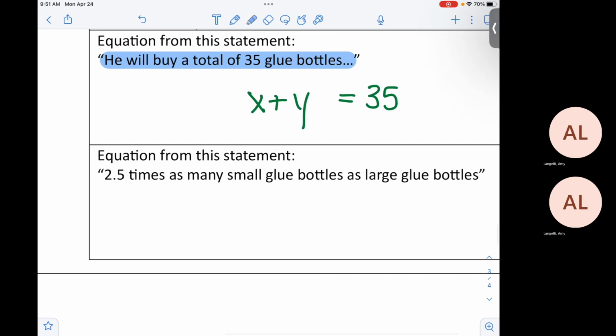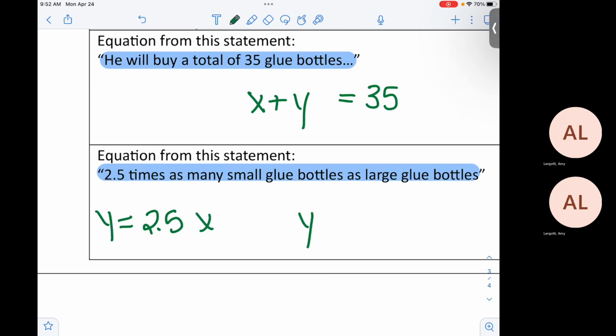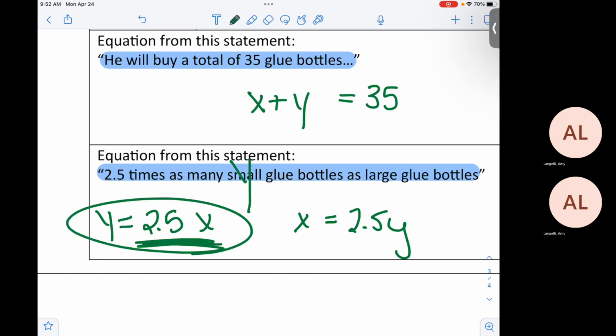What about this statement? This is the hardest statement, I think, of the entire day. It's 2.5 times something. It's one of these. Wait, hold on. I want to do it right. Okay, be careful. It's one of those. What was small? Small was Y. It's saying, which one do you have more of? Which one do you have more of? You have more Y's? That's right. That's because you have to multiply your X's by 2.5. That's how I do it. I have more small glue bottles, 2.5 as many as my large. So that's hard.